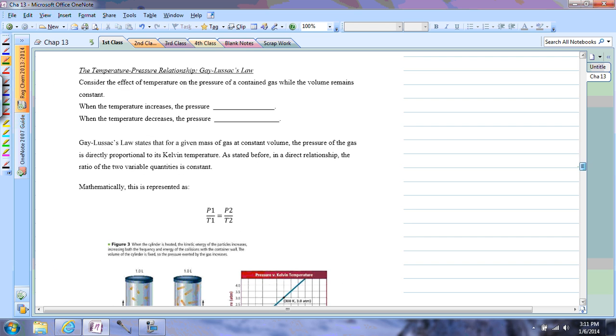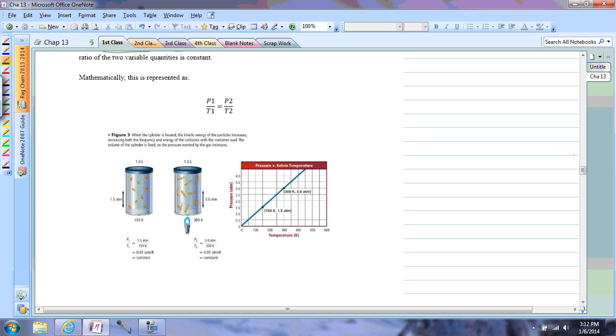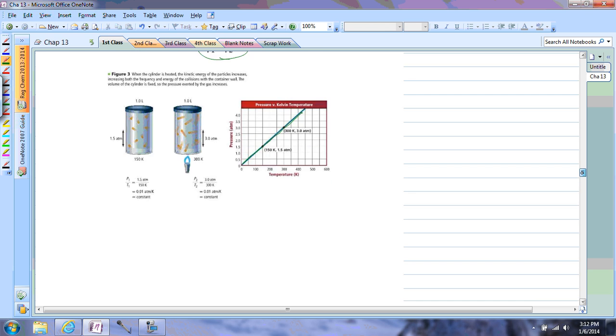The third relationship is pressure and temperature, but we already talked about it. When the temperature increases, the pressure increases. When the temperature decreases, the pressure decreases. So the law states that the pressure of the gas is directly proportional to its Kelvin temperature. Since it's another direct relationship, we have this equation. We end up with the same kind of graph. So if you double the pressure, it's because you doubled the Kelvin temperature.